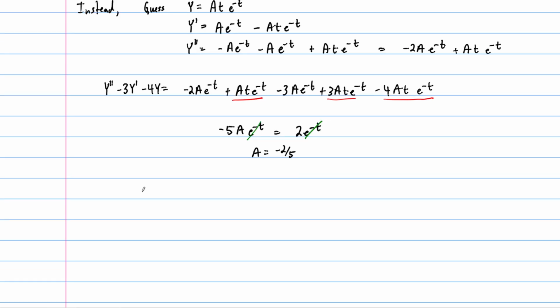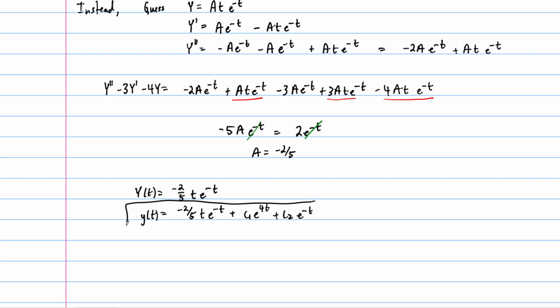All right? And so in this case, the non-homogeneous solution is going to be minus 2/5 times t e to the minus t. All right? And so our general solution is, of course, this function, negative 2/5 t e to the minus t plus c1 e to the 4t plus c2 e to the minus t itself. So we still have that homogeneous e to the minus t as part of our general solution here.